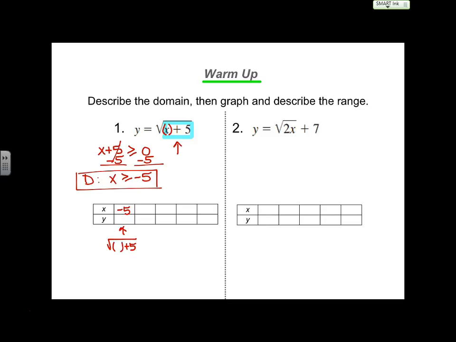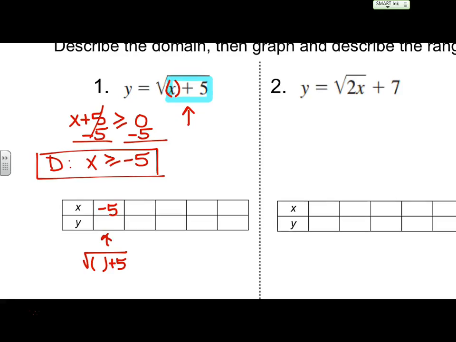I'll go ahead and zoom in. Do you guys see why I put parentheses where I put them? That's exactly where I'm putting the x, right? So I'm going to put a -5 in there for this example. -5 plus 5 is 0. Square root of 0 is 0. Perfect. That works. I can do that. Now, could we try -4 next?